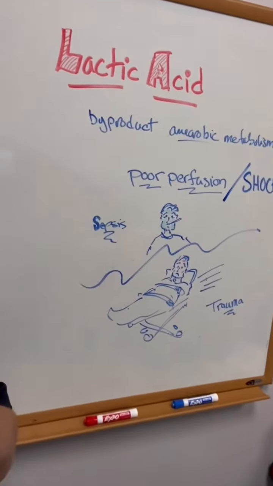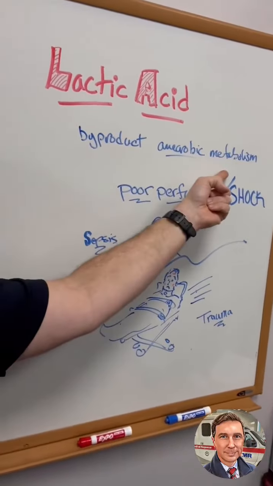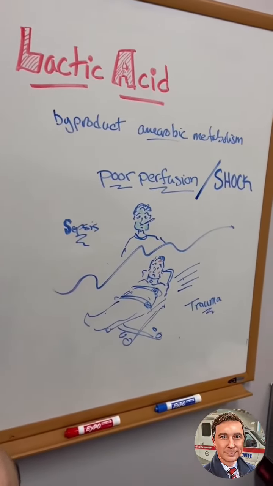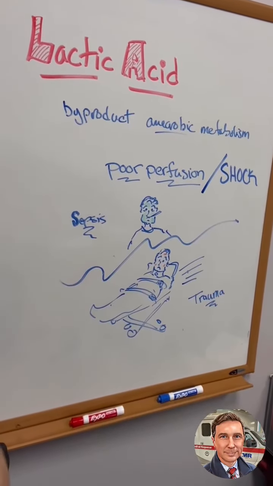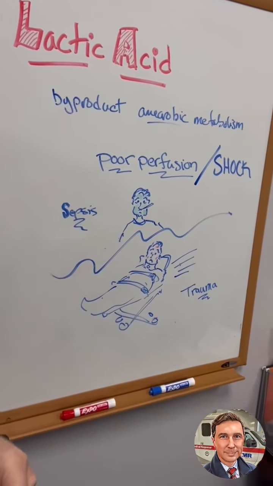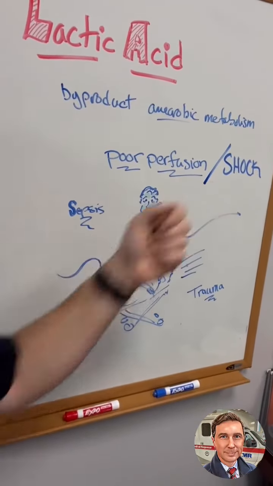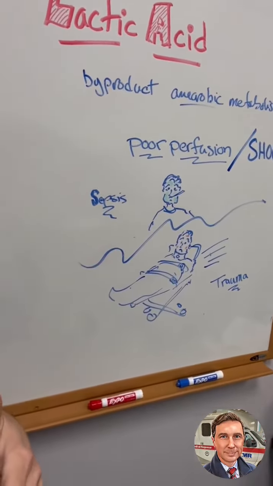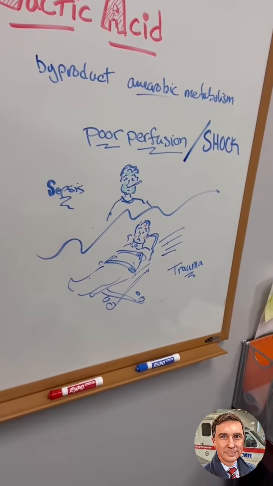So lactic acid, okay? Lactic acid or lactate is a byproduct of anaerobic metabolism. What does that mean? Well, it means if you're not getting good oxygen to tissues, they end up making energy a different way. So they end up producing this byproduct, lactic acid. So it's a marker for when you have poor perfusion or shock. So it also shows up in a number of different ways, but predominantly when we're talking about lactic acid, this is what we're looking for.